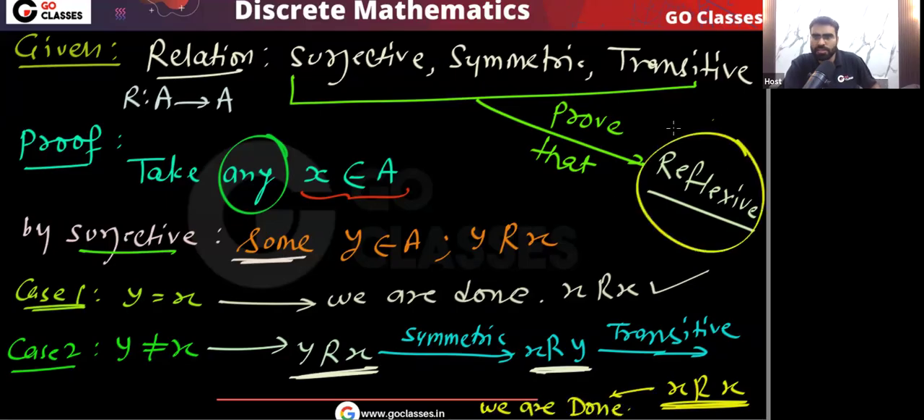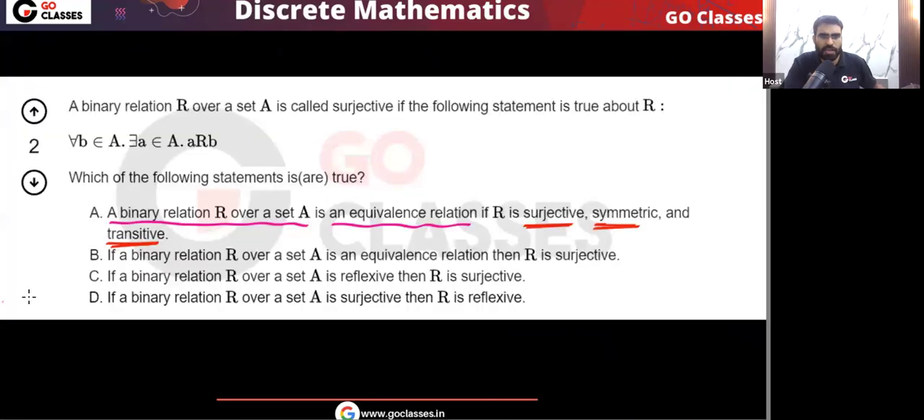So that's it. This is the proof that it will be reflexive. I hope you understood. So finally, tell me, statement A, that is true, right? Yes or no? Surjective, symmetric, transitive will imply reflexive. So I can say, yes, it will be an equivalence relation. So this is your option A.